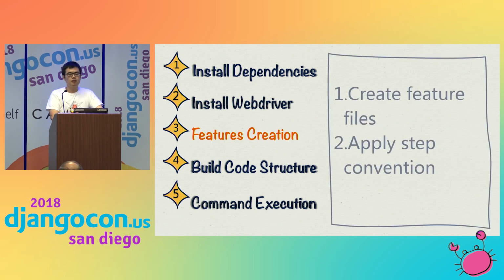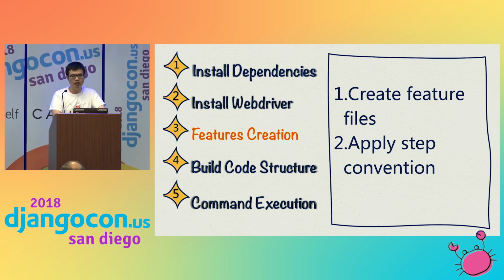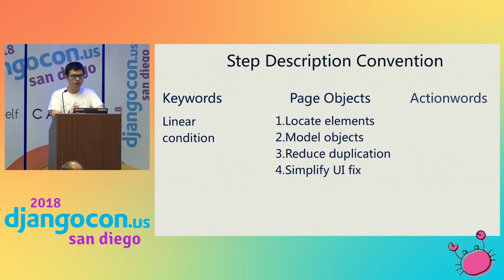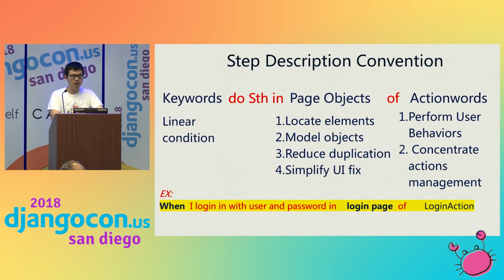The third thing is we need to create our features. Following the Gherkin style, you create your features. I want to emphasize that we also applied our own step convention, which I'm going to introduce in the following slide. The convention is this: with the keywords you see in the Gherkin-style language, then somebody does something in the page, with the action words.